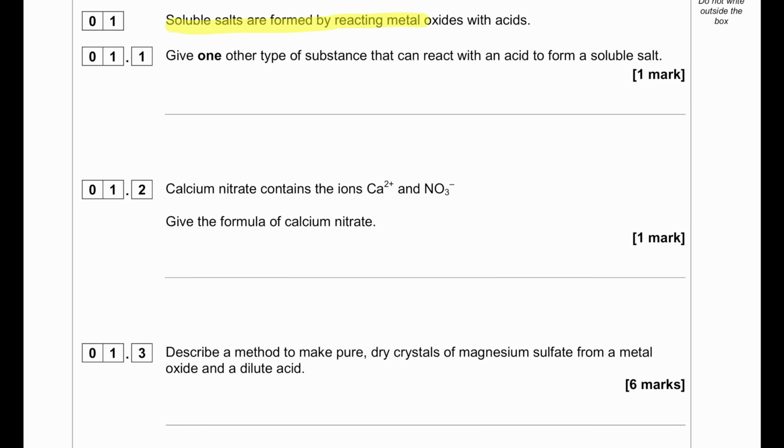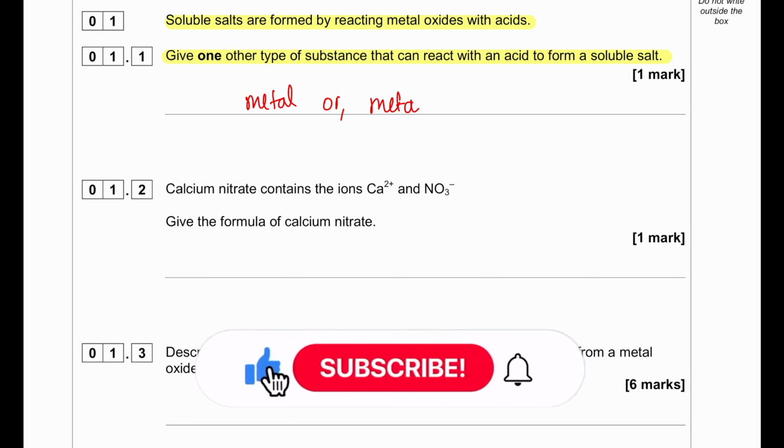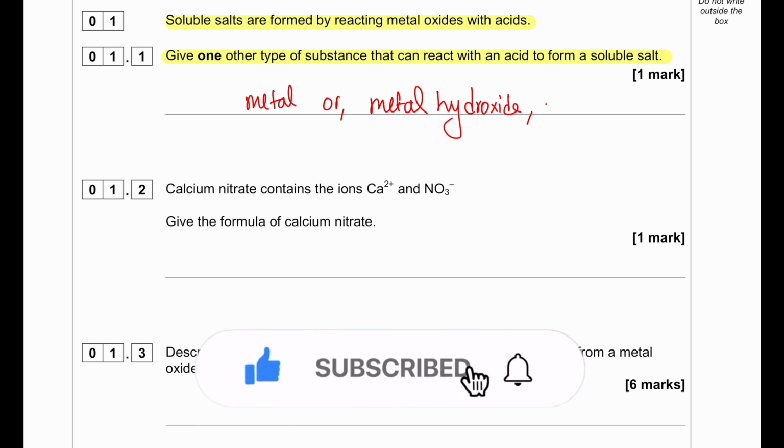Soluble salts are formed by reacting metal oxides with acid. Give one other type of substance that can react with an acid to form a soluble salt. So to react with an acid, we can react either a metal hydroxide, a metal carbonate, or directly we can add a soluble metal hydroxide, which is an alkali.